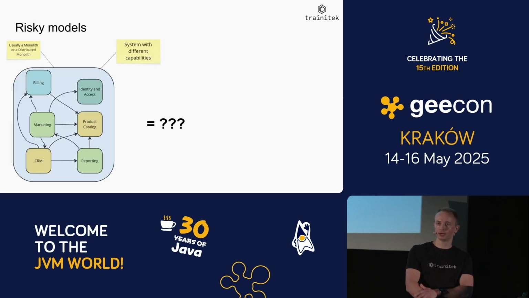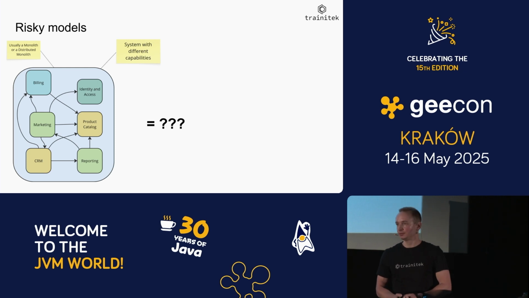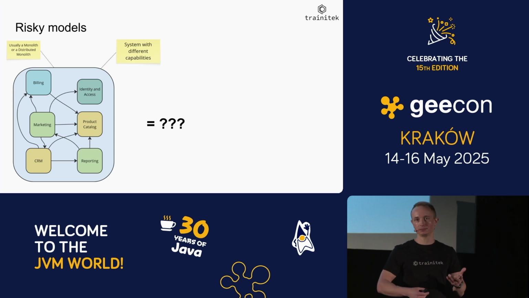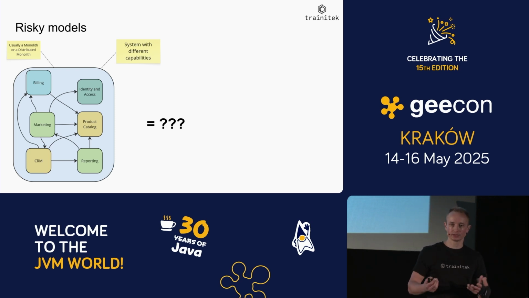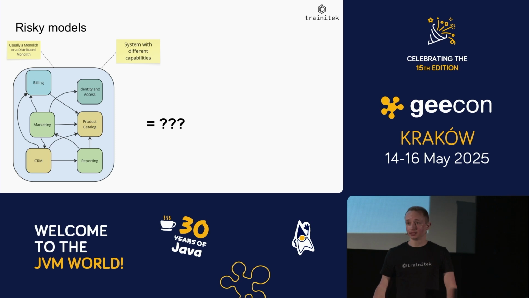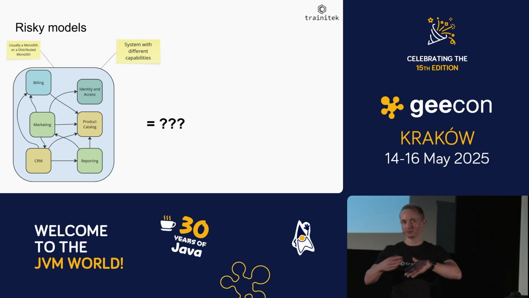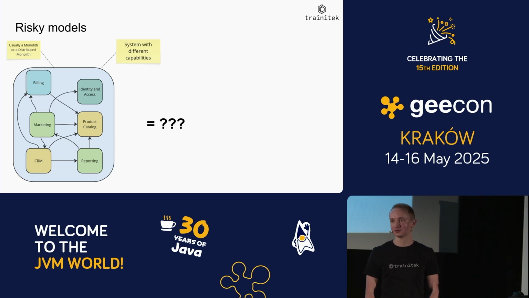So let's talk about some risky models. One more example. Maybe some of you are working with legacy big systems. Maybe some of you worked with those. So let's imagine you have a system that consists of a lot of different business capabilities, and everything is packed in one big monolithic system. I hope some of you have experience with those systems.